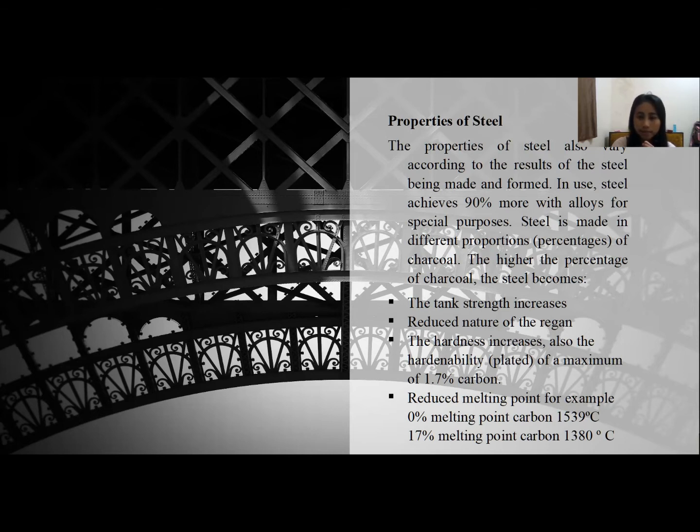Second, reduced elasticity. Third, the hardness increases, also the hardening ability, up to a maximum of 1.7% carbon. Fourth, reduced melting point. For example, 0% carbon has a melting point of 1539 degrees Celsius, and 1.7% carbon has a melting point of 1380 degrees Celsius.